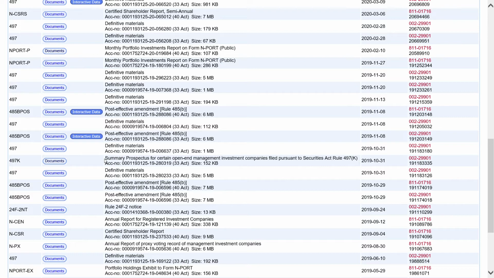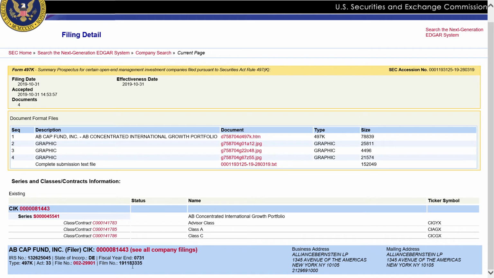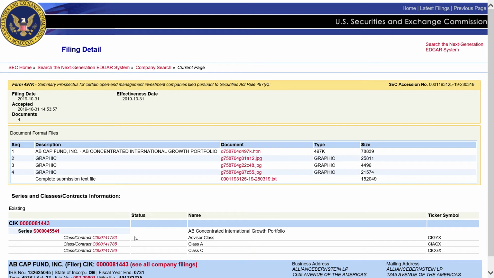The normal prospectus has no format. It's based on how the fund wants to present itself. But this summary has a format, and they all follow the same format, which we're going to see now. Again, all the classes are covered by this 497K, and we're going to go into the HGM page. This is the name of the fund here.